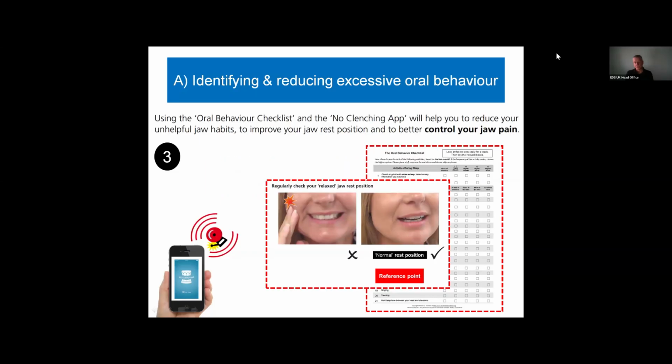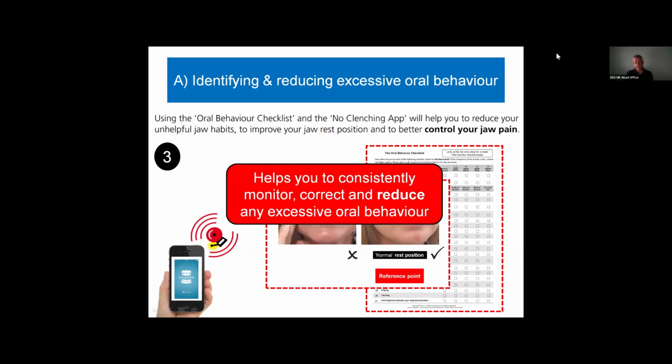And when the app goes off, you check your jaw rest position, make sure you're not doing any of those habits. And if your jaw rest position isn't correct, you correct it. Obviously, if you're chewing or talking or doing any normal activities with your jaw, you just ignore it. Now, this will help you consistently monitor and correct and reduce any excessive oral behaviors.